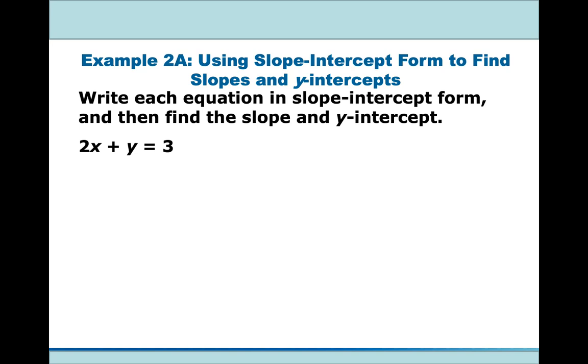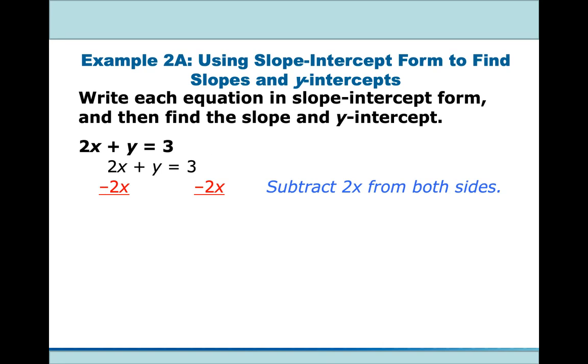The same exact way we've been doing with one-step and two-step equations. In order to get rid of the 2x, you can simply subtract 2x from both sides. If you subtract 2x from the left side, that leaves you with just the y. You'll have nothing there. And over here, we can't combine these because this is a constant and this is a variable. So that leaves us with y equals 3 minus 2x. Good news, we are now in slope-intercept form. So we can now identify both the slope and the y-intercept.